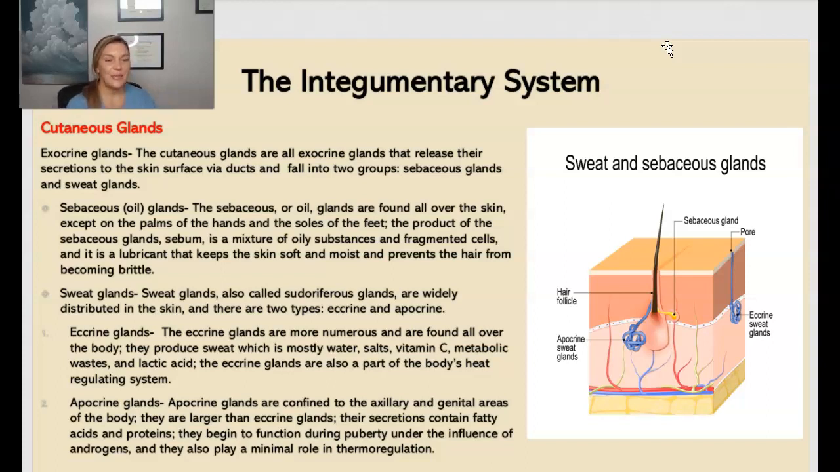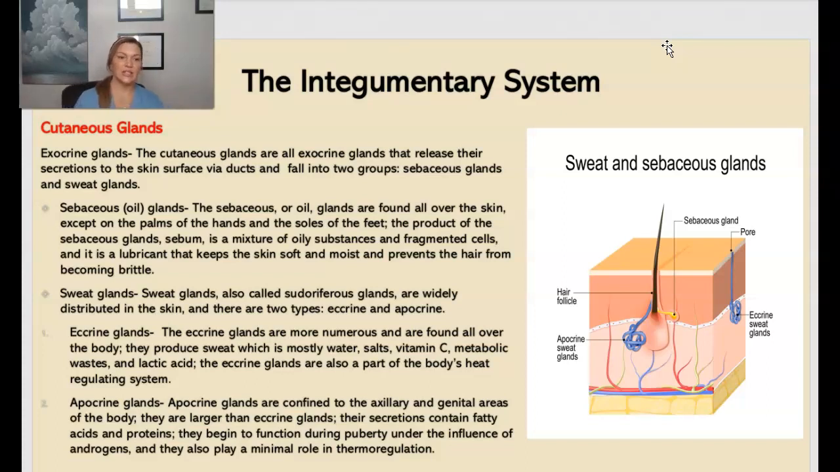The sebaceous glands produce sebum, a mixture of oily substances and fragmented cells, and it helps to lubricate and keep the skin soft and moist. It also helps to prevent hair from becoming brittle.